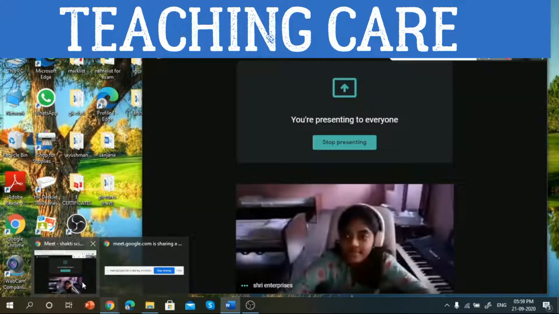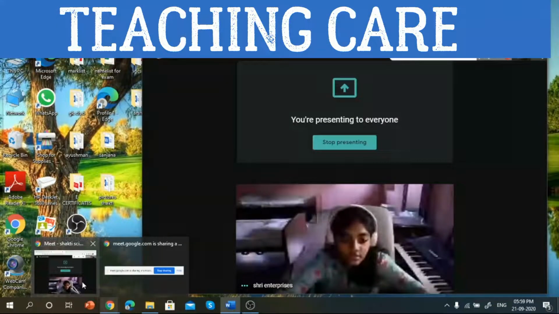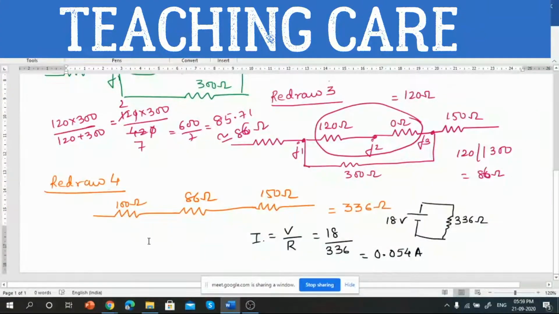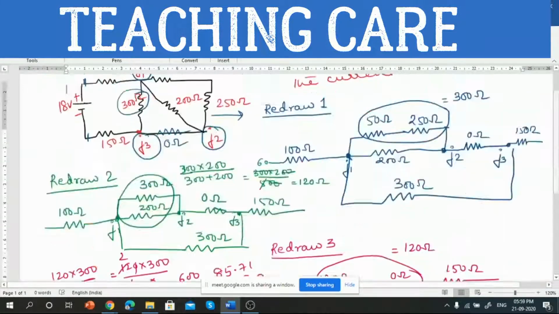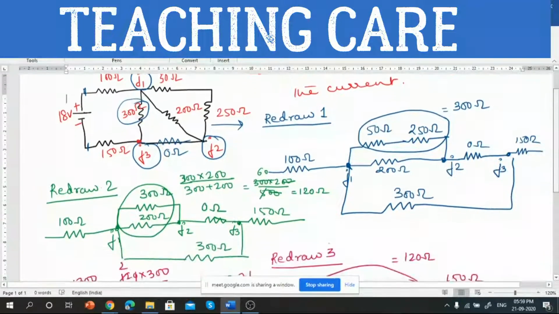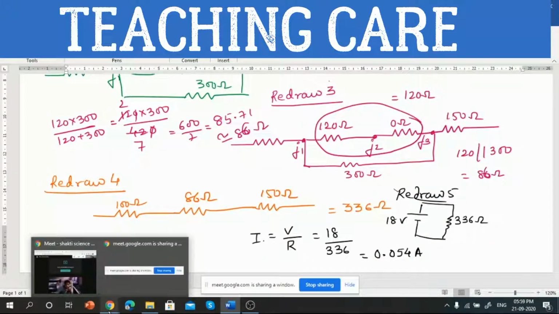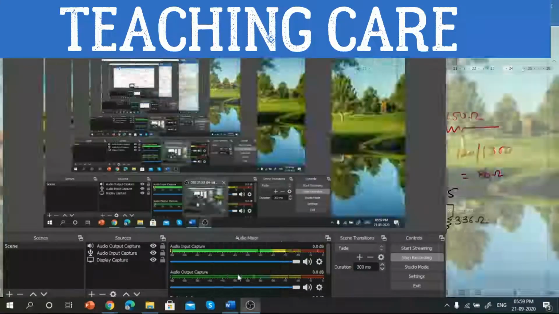You want to take a screenshot? Shall I give you a screenshot like that, or do you want me to give you this entire thing as a folder? As mail, do you want me to give this? Okay, so what I'll do is I'll just write it as redraw 5 here. Yes, so I'll just mail this to you. So I think you will be able to understand. Okay. So for today we are done, I think.